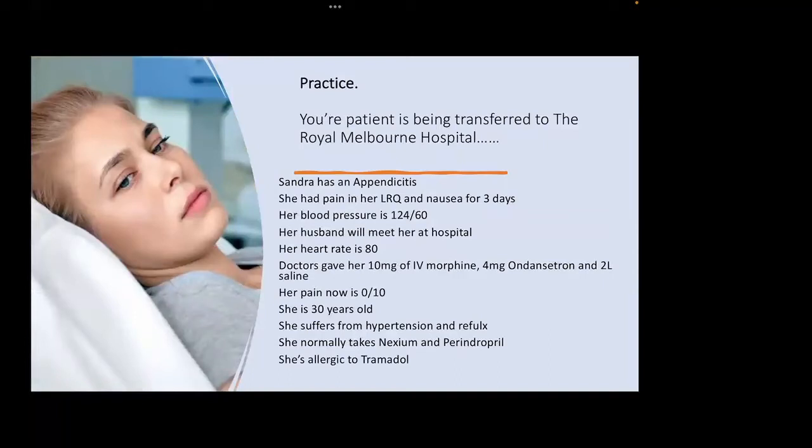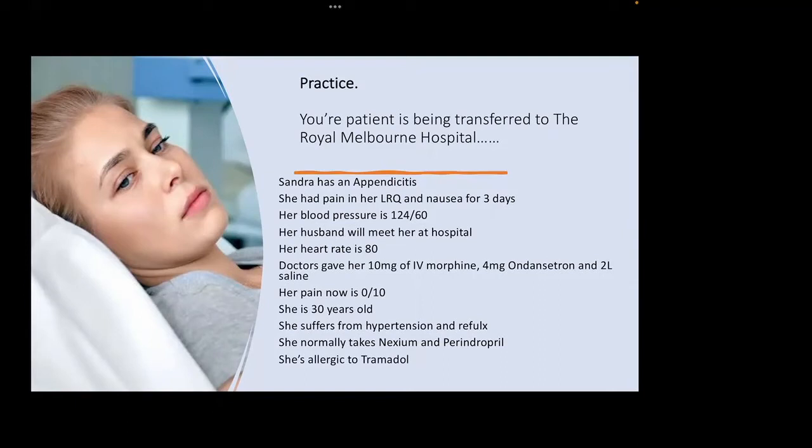This will be more of your setting when you're working in hospital, and you may have done this already. So you've got a patient that's being transferred to the Royal Melbourne Hospital. And this is some of the information that we know about the patient, and then we'll break it down and provide it as a handover.